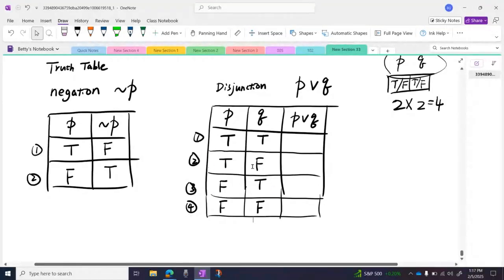Again, by the way, the 4 cases will not happen at the same time, right? It's either case 1 or case 2 or case 3 or case 4. In different situations, how do we know the truth value for the disjunction? Let's start from the first one. P is true, Q is true. Would that make P or Q, disjunction means or, a true statement? What do you think? P is true, Q is true. Would that make P or Q a true statement?